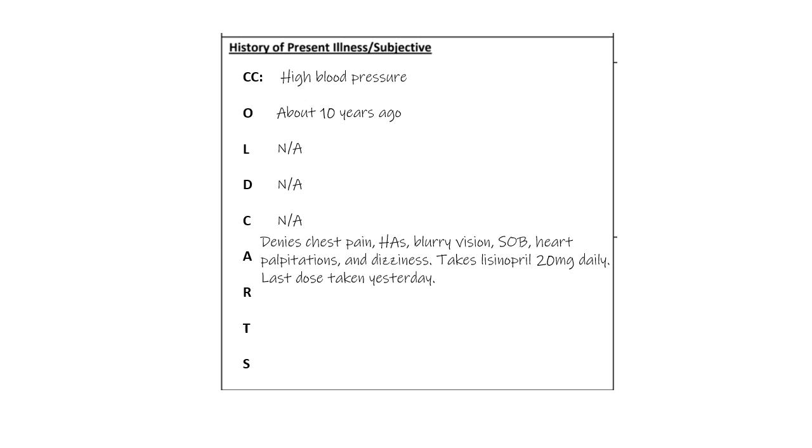So these are just some review of systems or ROS questions that I will typically always ask for someone who's coming in with high blood pressure. So I will always ask, do you have any chest pain, headaches, blurry vision, shortness of breath, heart palpitations, or dizziness? If they say no to all of that, then we would write denies in front of that. If they do have chest pain, we would say reports chest pain and give a little bit more information about that.